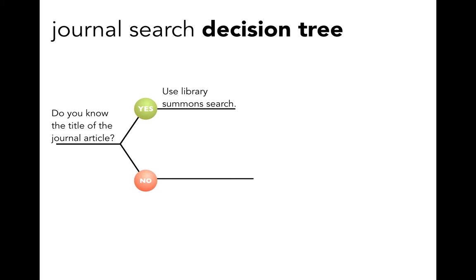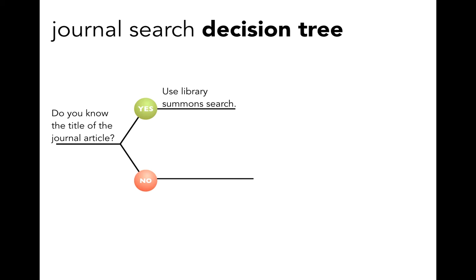The library summons search is going to return anything related to your search topic, including books, conference proceedings, government documents, ebooks, journals, newspaper articles, maps, music, and more. It's going to return everything and the kitchen sink. If you're not very specific in your search, it's going to return an overwhelming number of items for you to look through.